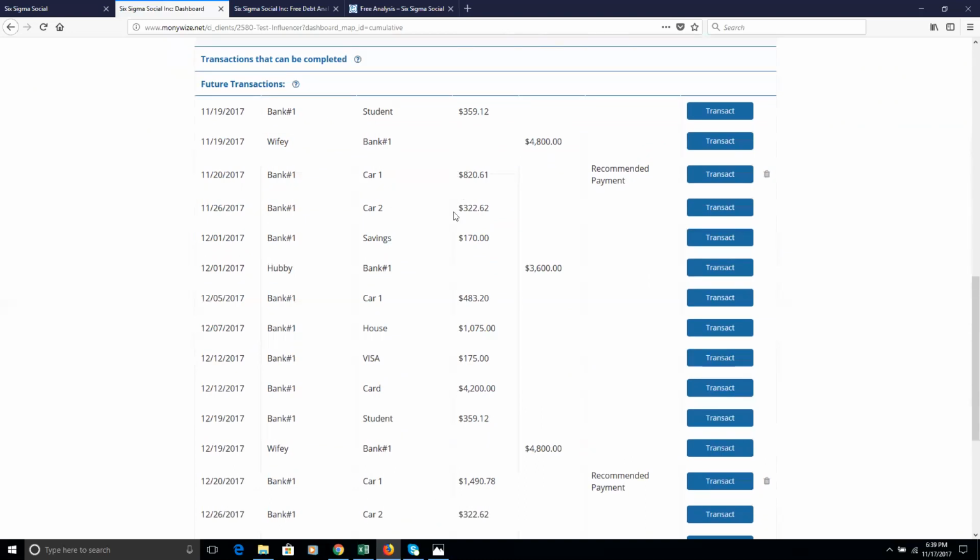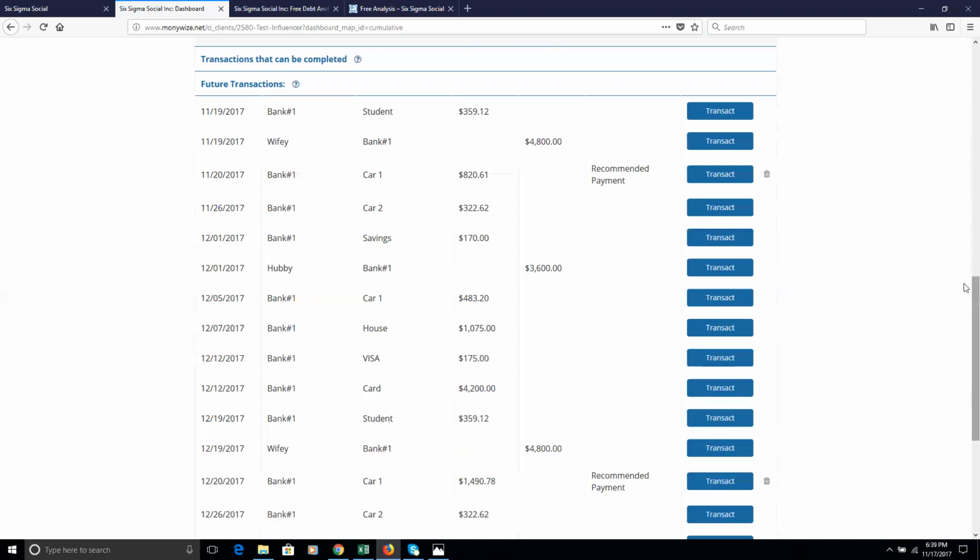And then it's saying, okay, I've got the car payment on car number 2. I've got my savings payment on the 1st of December. Hubby's salary is going to come in. I'm going to make the regular normal payment on car number 1. I've got my house payment. I've got the Visa payment. I've also got the household expenses, if it's in one lump sum there. I'm going to make a student payment. And then it's also saying, make another lump sum payment about the car. So it's aggressively gone after the car loan.